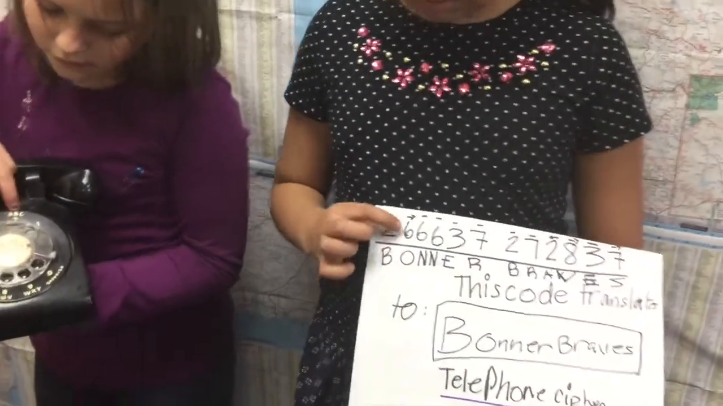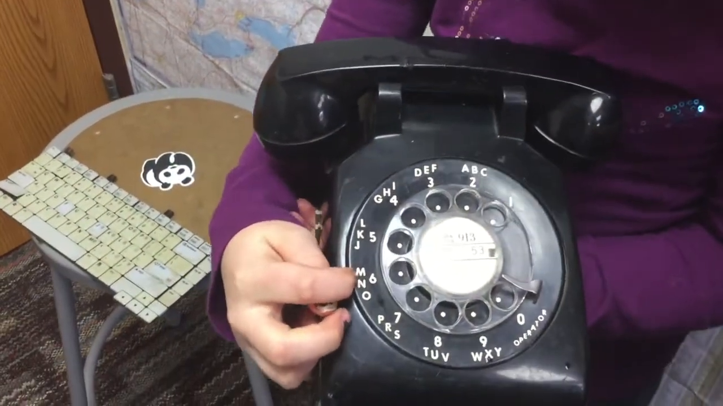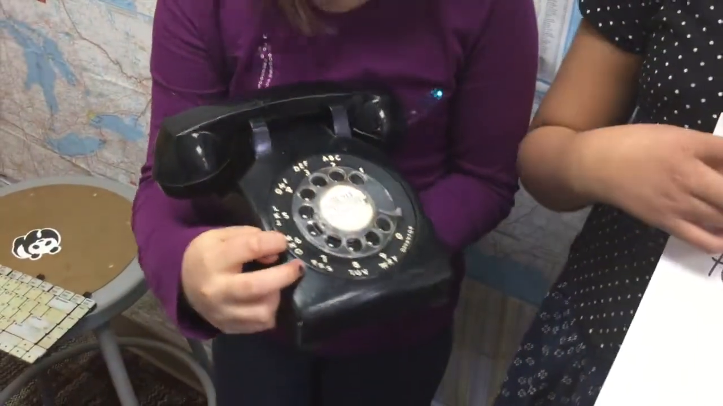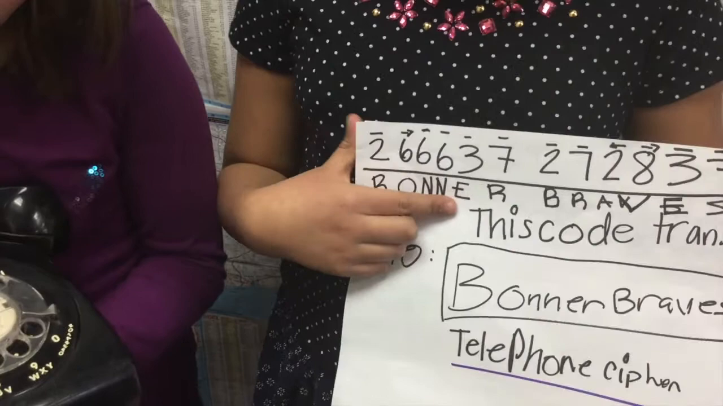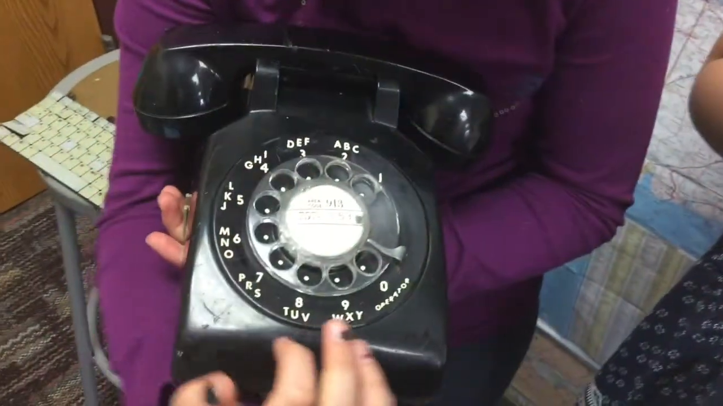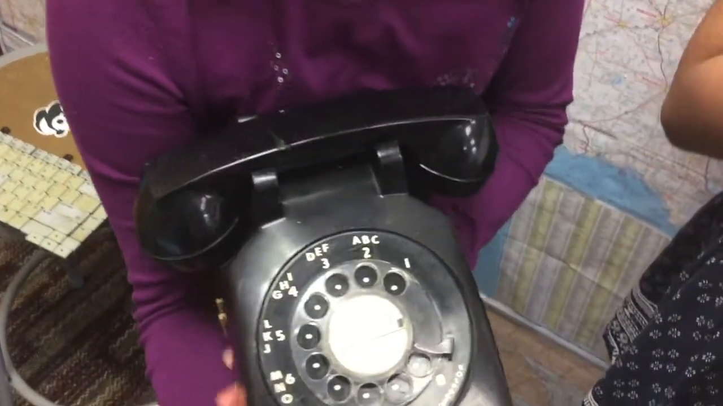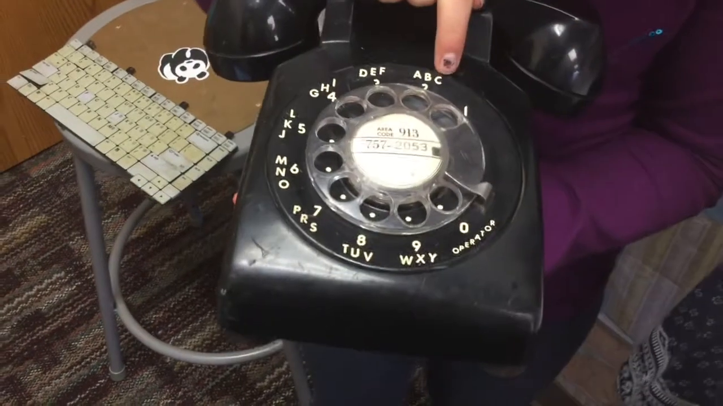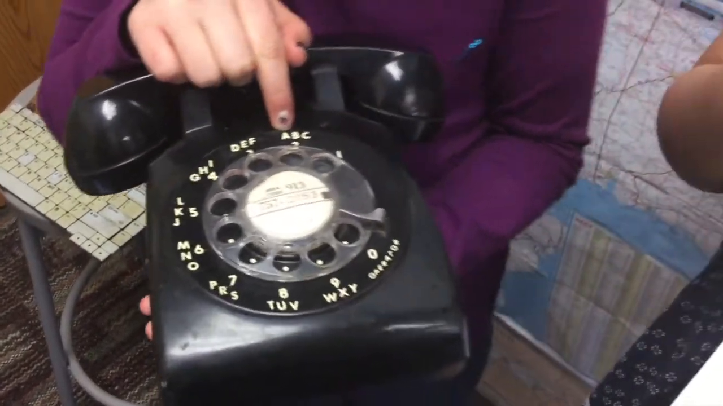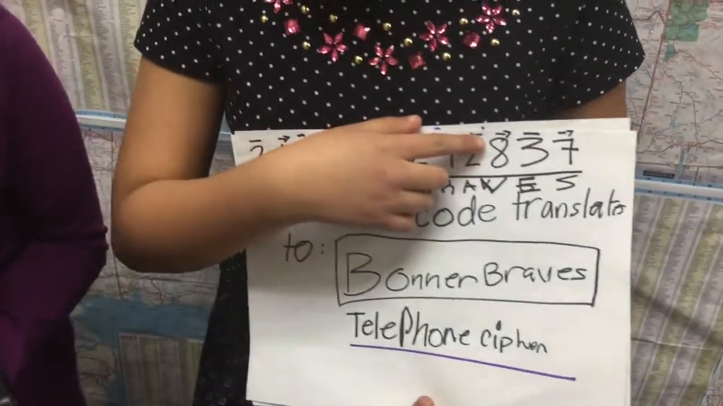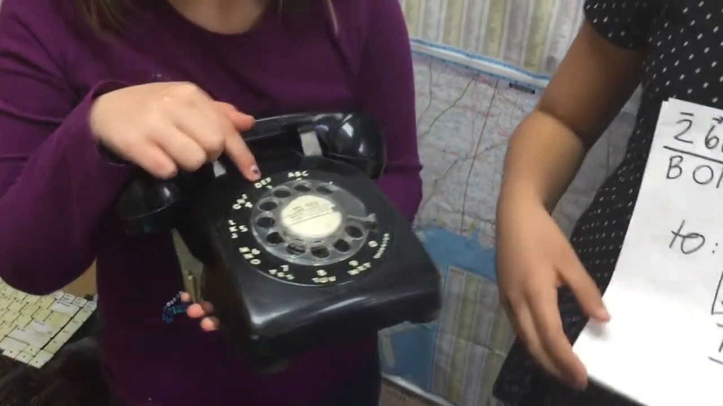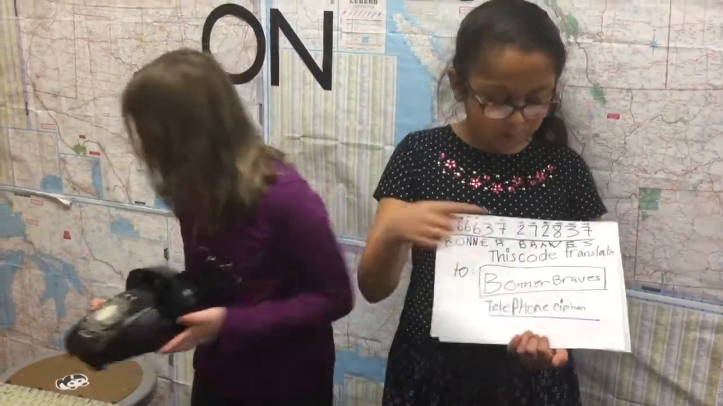2 in the middle is B, 6 closest to the middle is N, then another one, and then 3 in the middle is E. 3 in the middle is E. 7 in the middle is R. 2 in the middle is B. 7 in the middle is R. 2 closest to the side, to the front is A. 8 closest to the bottom is V. And 3 in the middle is E. And 7 closest to the side is S. And this code is translated to Bonner Braves.